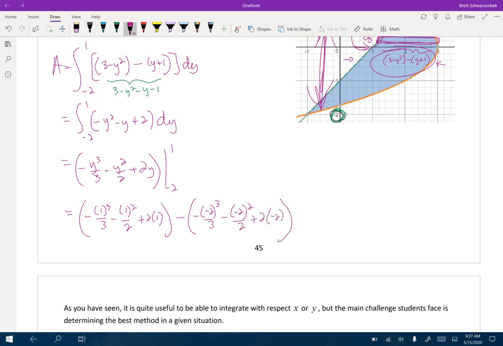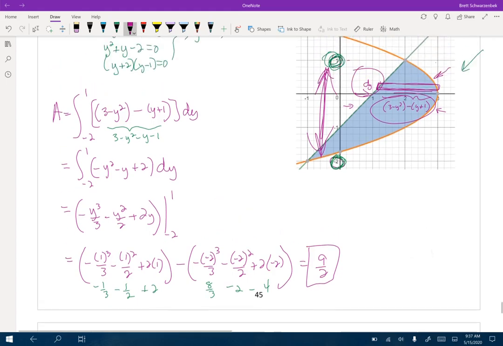And then if we put that all together, we're going to end up with 9 halves when all's said and done. If you want to check your work, this is going to be negative 1/3 minus a half plus 2. This is going to be 8/3 minus 2 minus 4. Okay, so that'll help you out. Okay, so that is going to be the result of the area in this region.